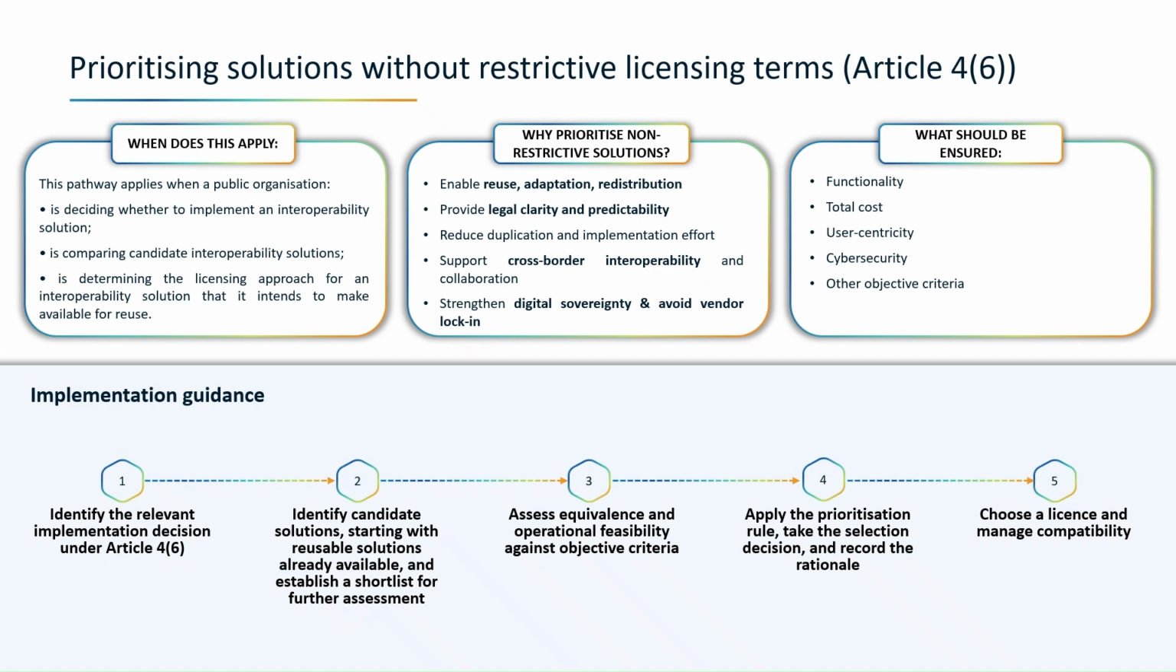The implementation guidance follows 5 steps. First, to identify the relevant implementation decision. Second, to identify candidate solutions and prepare a shortlist. Third, to assess equivalence and operational feasibility. Fourth, to apply the prioritization rule and record the rationale. And fifth, to choose a license and manage compatibility.